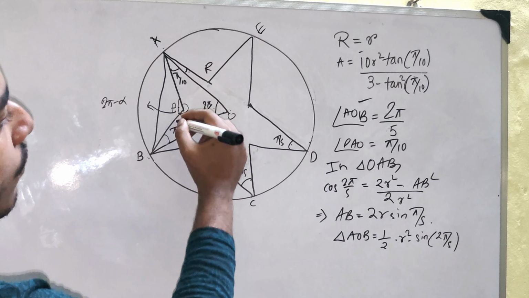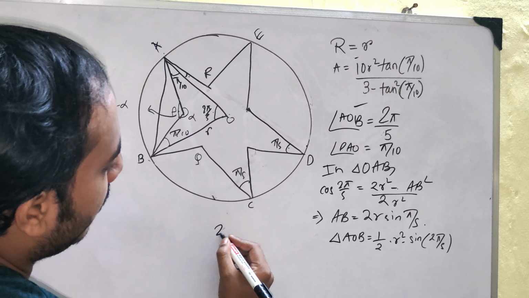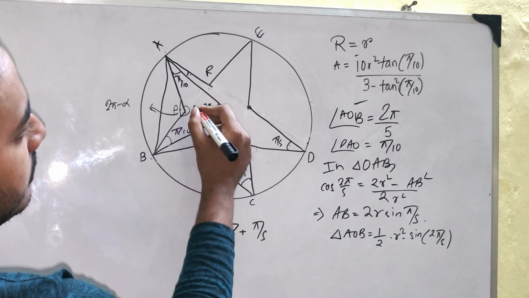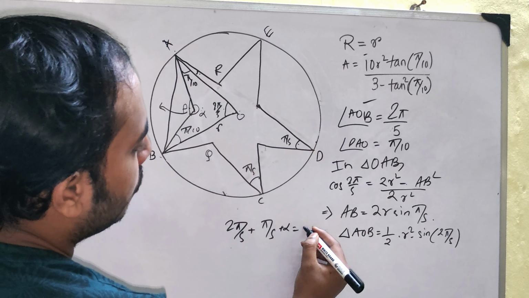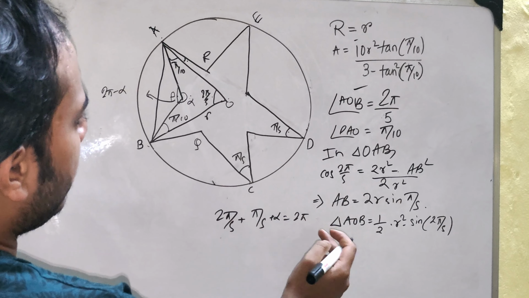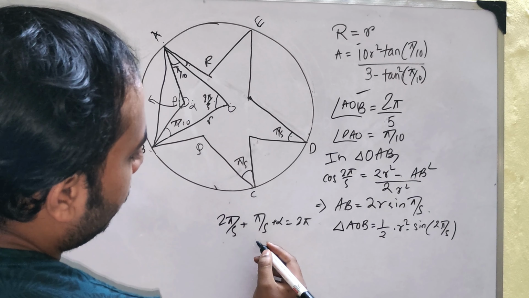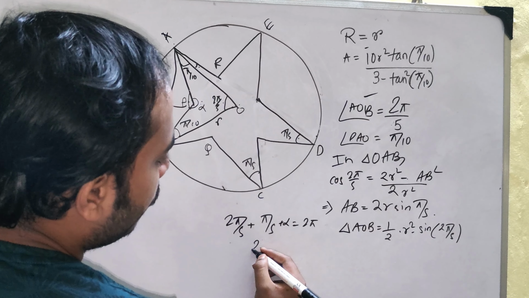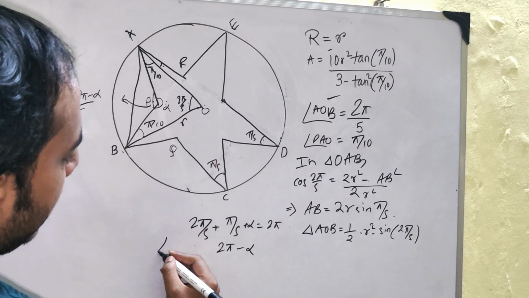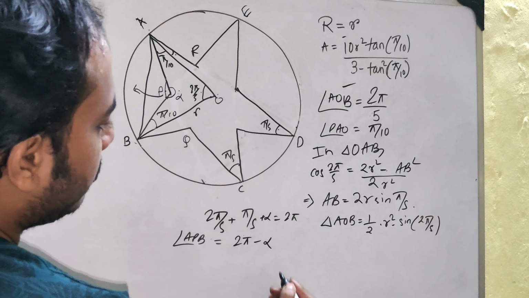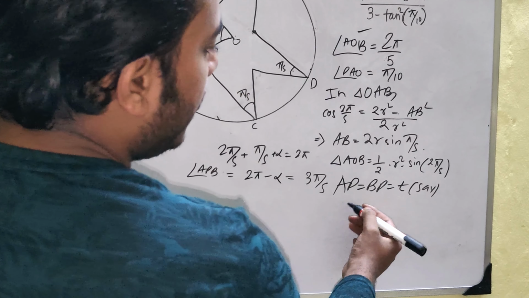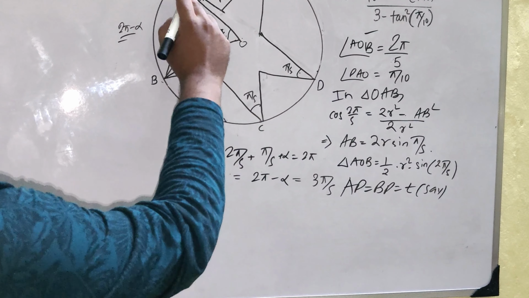We can see that the sum of these 4 angles is 360 degrees, which means 2 pi by 5 plus pi by 10 plus pi by 10, which is pi by 5, plus this alpha should be equal to 2 pi, correct? Now if you do this, this is 3 pi by 5 and you have to subtract 3 pi by 5 from this 2 pi. But what we basically need is 2 pi minus alpha, as I said here, because that is the value of the angle APB. So basically angle APB equals 2 pi minus alpha equals, okay, so AP equals BP equals T.